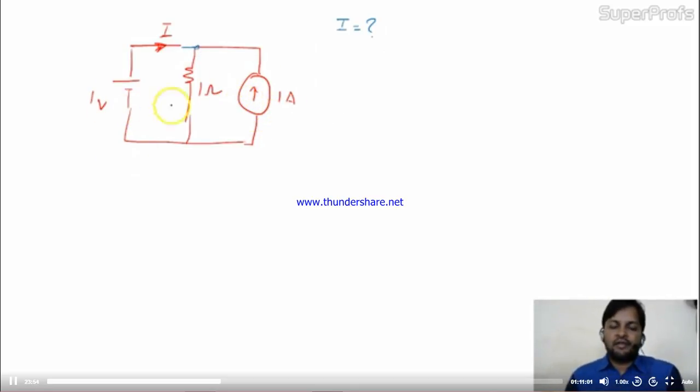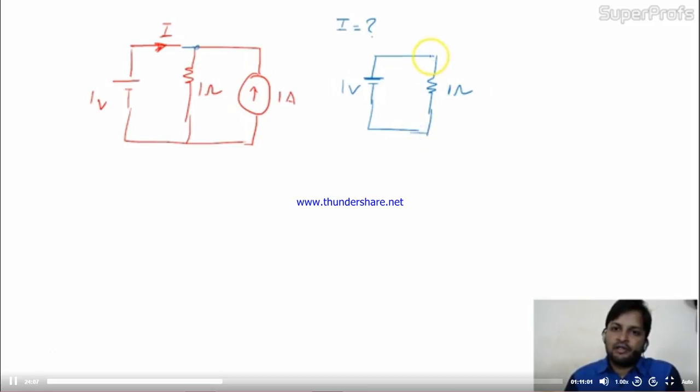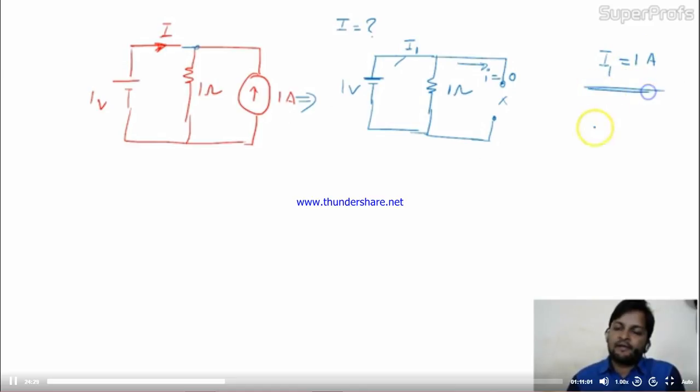How? First I'll keep this and I'll remove this. So I'm keeping this 1 volt as it is, this 1 ohm resistive branch as it is, and this is open circuit. Open circuit means there is no circuit over here. There is no current in this circuit. I equal to 0. So I'm having the new situation. I'm giving the name I1. So what is the I1? 1 by 1. I1 is nothing but 1 ampere. Is it okay?